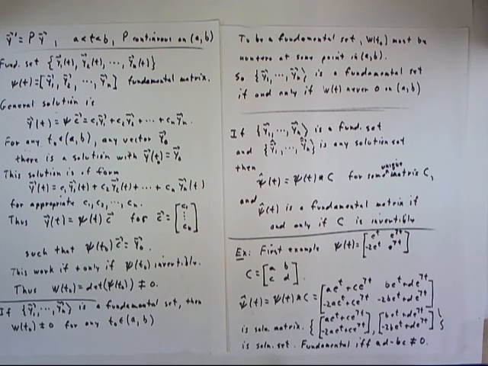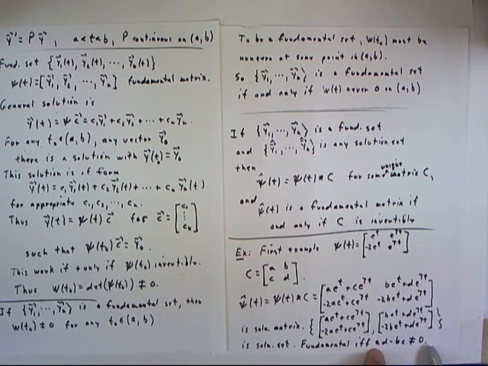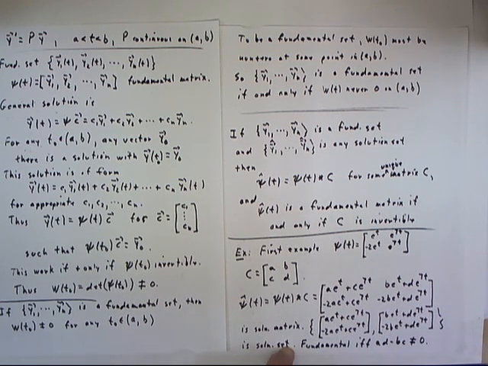If C happens to be invertible, then that, of course, means that the determinant of C is not 0, so AD minus BC is non-zero. Then, if we choose the A, B, C, and D such that this condition holds, this is, in fact, a fundamental set.